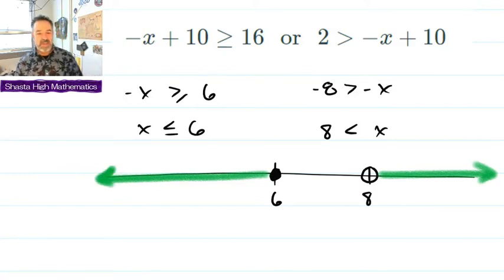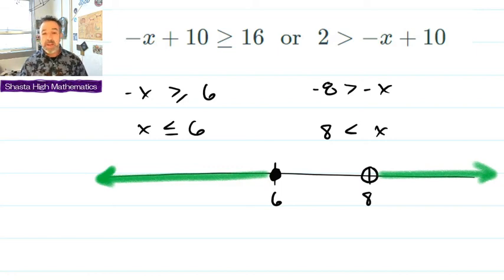Now, a thing I could do is test some values like 9, or a value like -5. Because this is an "or" statement, one of those two things above would be true. If I test the number 9, it should make this inequality true. And yes, if I put a 9 in here, the opposite of 9 is -9, plus 10 is 1. 2 is greater than 1. So this value satisfies this half of the inequality. Because it's an "or" statement, only one of the two conditions has to be true. So things are either there or there.